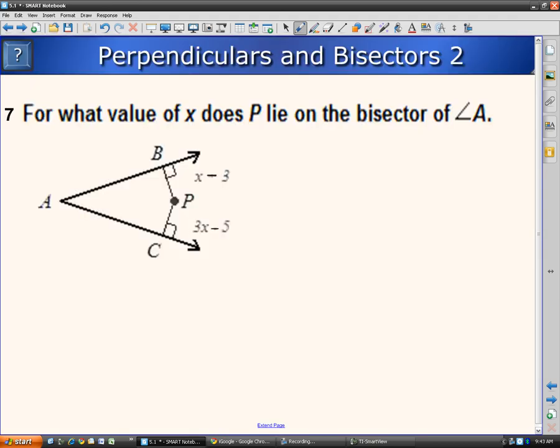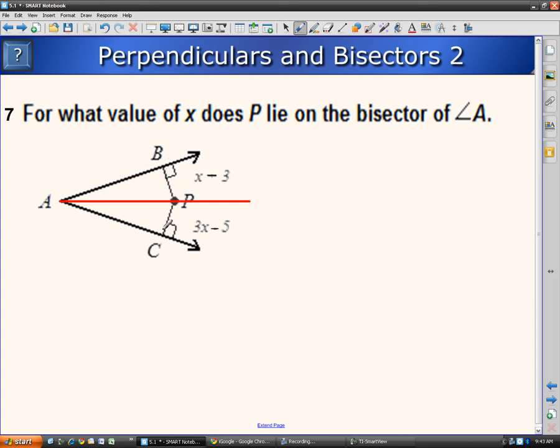Okay, so our next one says, for what value of x does P lie on the bisector of angle A? Well, we have to think back to what we know about the angle bisector. If we want P to be on the angle bisector, cutting this angle in half, then using our angle bisector theorem, this distance would have to be equal to that distance. So I'm going to find the value of x that makes that true.